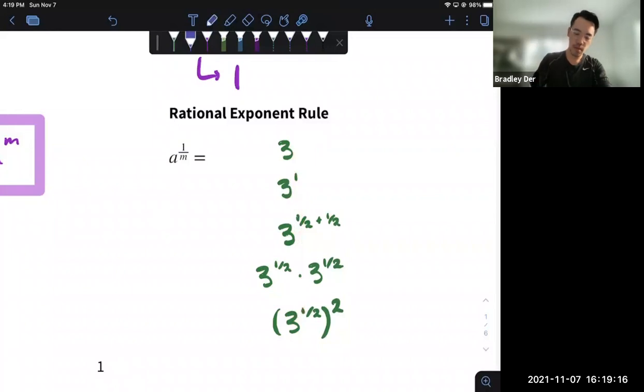But in those 5 expressions being equal to each other, I could just take any 2 of them and use those expressions to make an equation. If this first step is equal to this 5th step, I could just write that as a statement, right? That 3 is equal to 3 to the 1/2 to the 2nd.